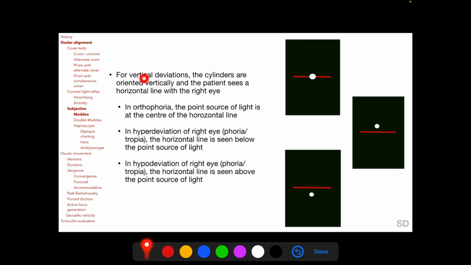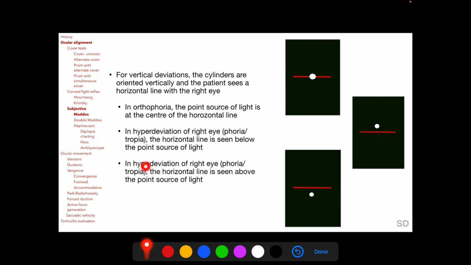Similarly, vertical deviations can be more easily detected when the patient perceives a horizontal line. For that, the Maddox rod is positioned in front of the right eye with the cylinders of the Maddox rod oriented vertically so that the patient sees a horizontal line with the right eye. When the patient perceives the point source of white light at the center of the horizontal line, the patient has vertical orthophoria. In hyperdeviation of the right eye, which can be a hyperphoria or a hypertropia, the horizontal line is seen below the point source of light.